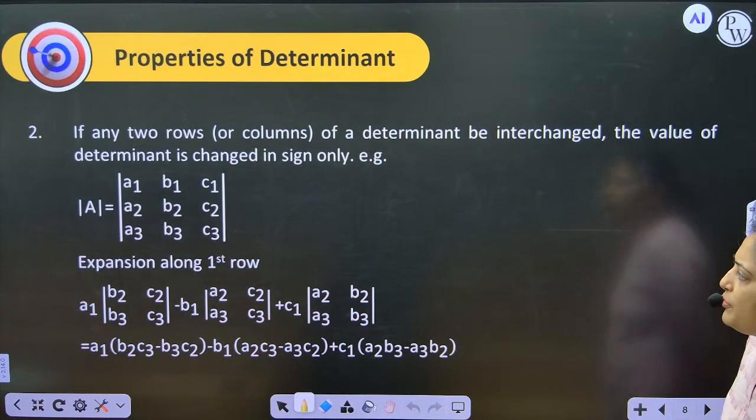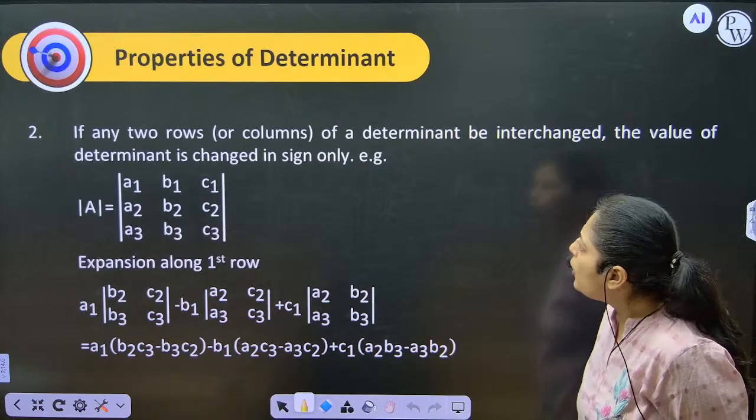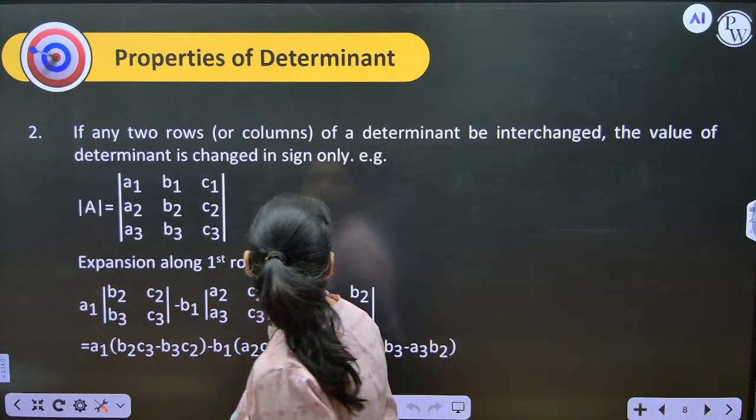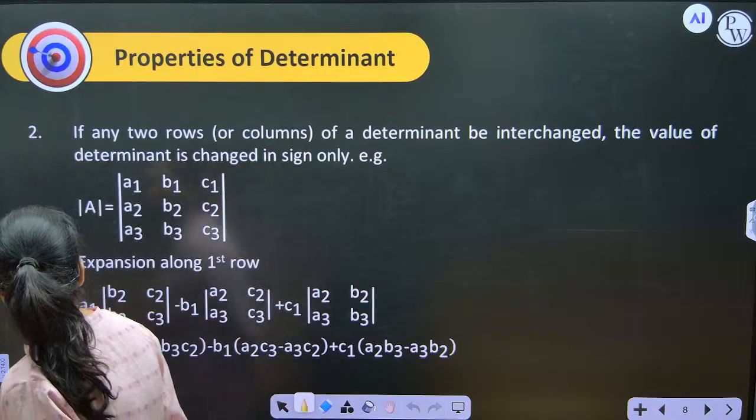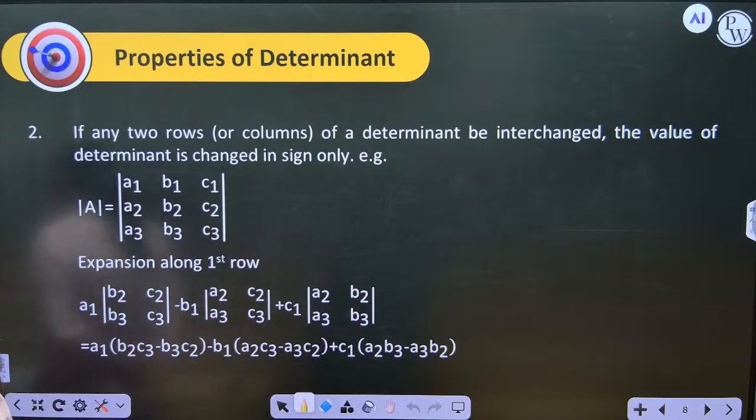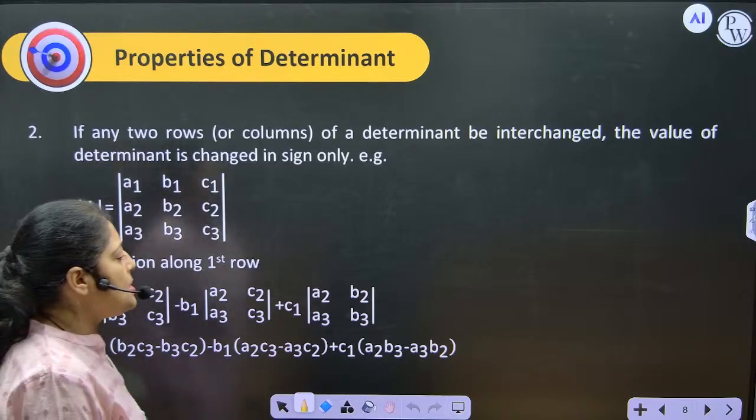Next, first property is, first property is not there, that I'll write it. This is the first property only. Whatever property will be left, that I'll write it. Okay, so I'm starting the properties now.